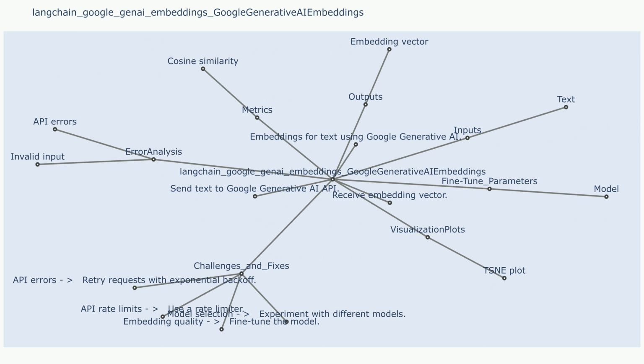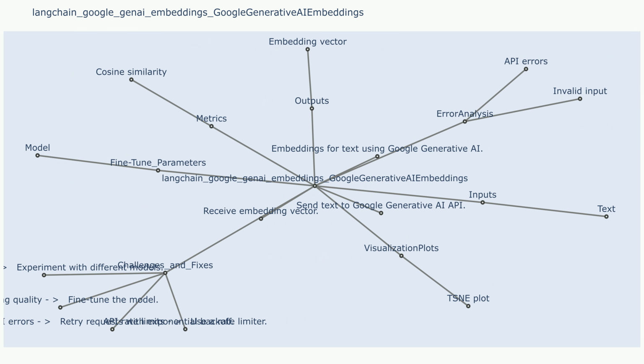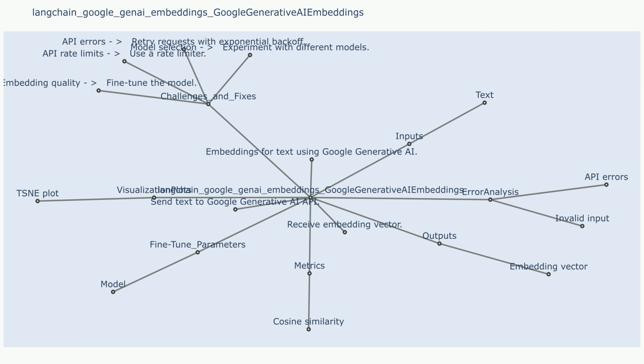The input text for which you want to generate an embedding. This can be a single string or a list of strings. Model: the name of the Google Generative AI model you want to use for embedding generation. The supported models may vary based on your Google Cloud project setup.